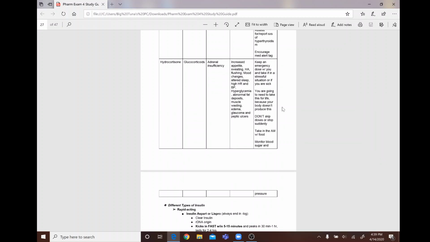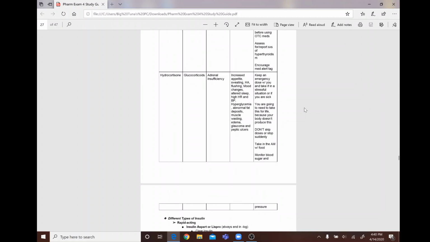Hydrocortisone. What is that class? Glucocorticoids. What is hydrocortisone used for? Adrenal insufficiency. What are the major side and adverse effects of hydrocortisone? Increased appetite, sweating, headache, flushing, mood changes, altered sleep, high heart rate, high blood pressure, hyperglycemia, abnormal fat deposits, muscle wasting, edema, glaucoma, peptic ulcers.